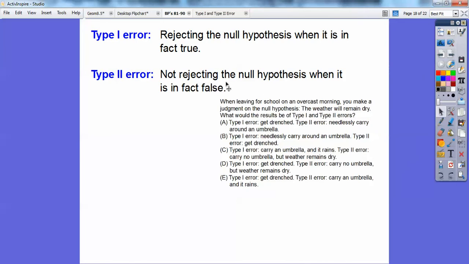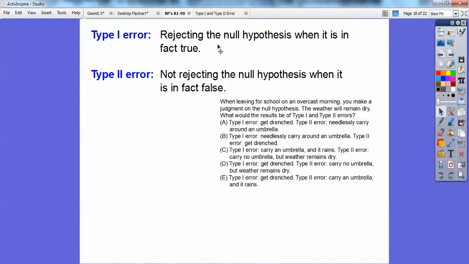Type 1 error is rejecting the null hypothesis when it was in fact true. Type 2 error is not rejecting the null hypothesis when it was in fact false. So say you got a sample and it made one of these errors, enough to make a type 1 or type 2 error right there. Given this, when leaving for school on an overcast morning, you make a judgment on the null hypothesis.